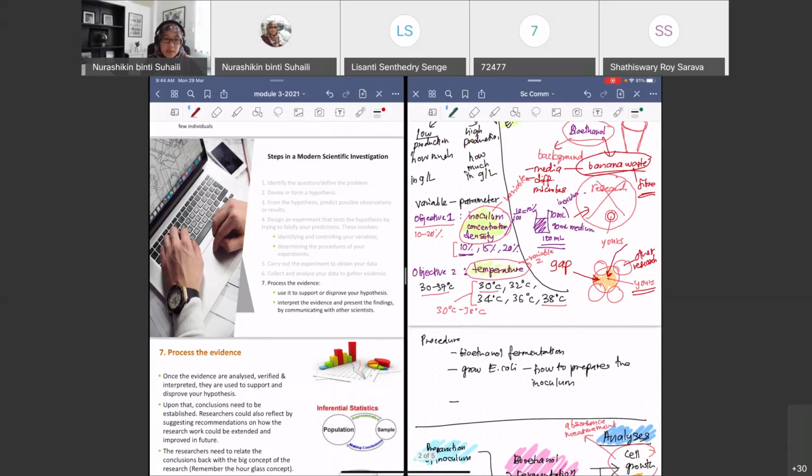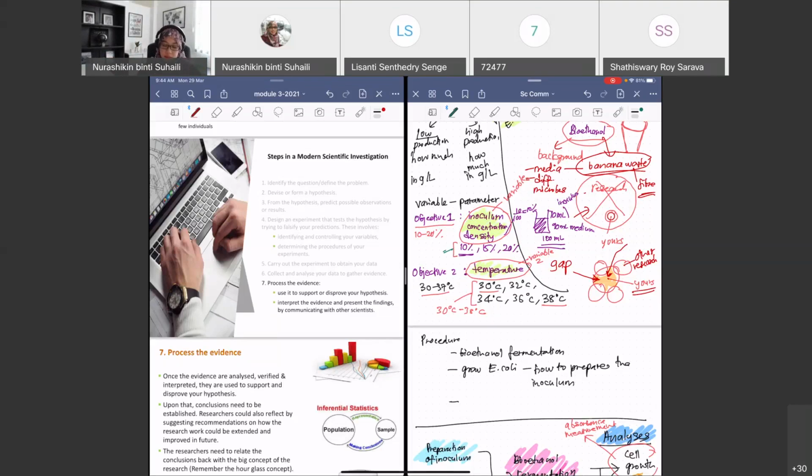You have the results for 10%. For this objective, I'm focusing on this example: 10% inoculum density, 15%, 20%. You have that, and you have compared it, right? And same goes for the temperature. For all the temperatures that you test, you have the profiles. So from there, you can conclude, you can process the evidence. That is meant by the last step here: process the evidence, use it to support or disprove your hypothesis, interpret the evidence, and present the findings by communicating with other scientists.